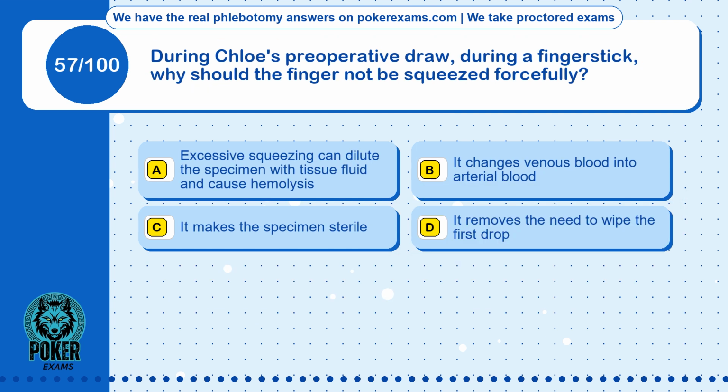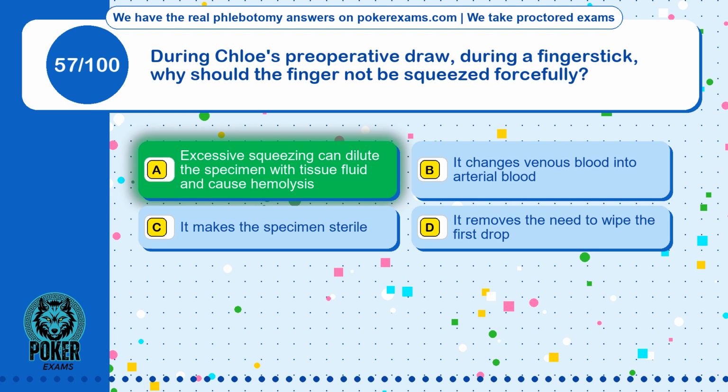Question 57. During Chloe's preoperative draw, during a finger stick, why should the finger not be squeezed forcefully? Option A, excessive squeezing can dilute the specimen with tissue fluid and cause hemolysis. Option B. It changes venous blood into arterial blood. Option C. It makes the specimen sterile. Option D. It removes the need to wipe the first drop.